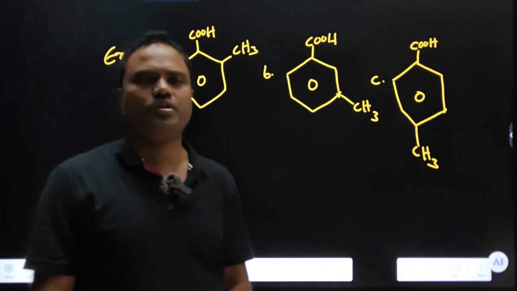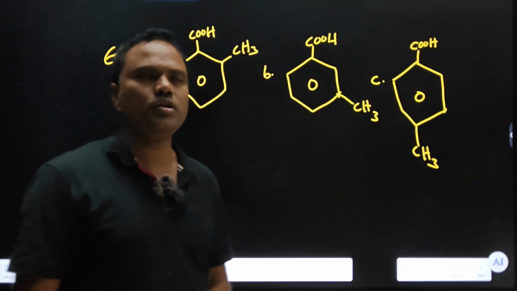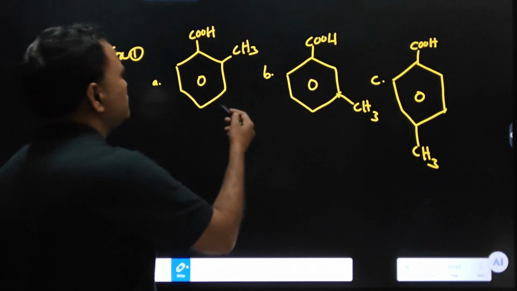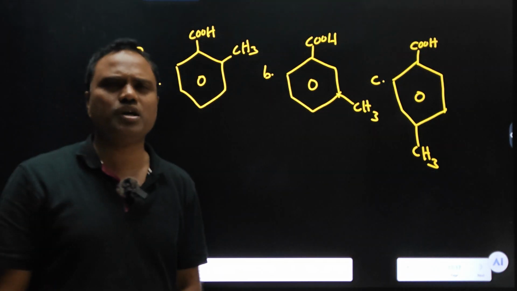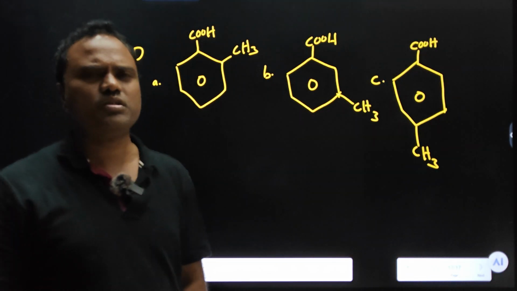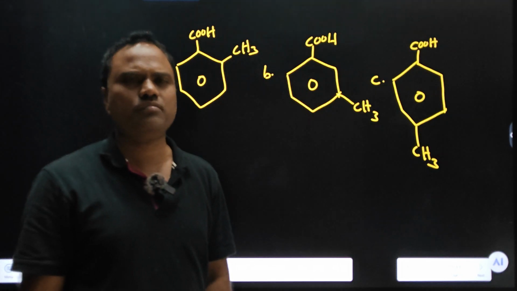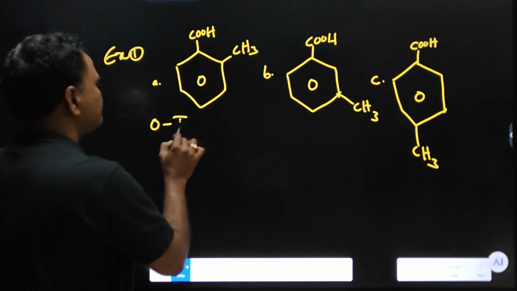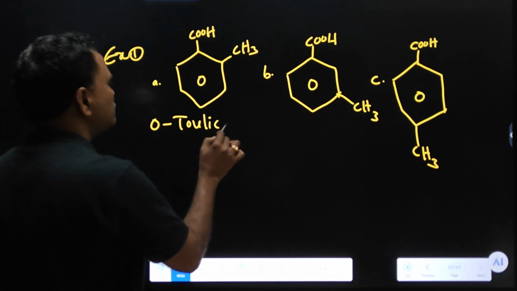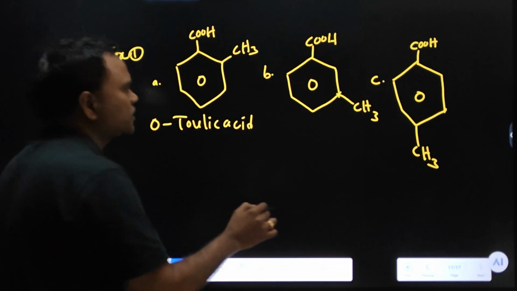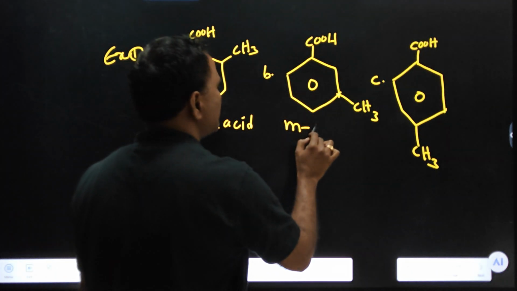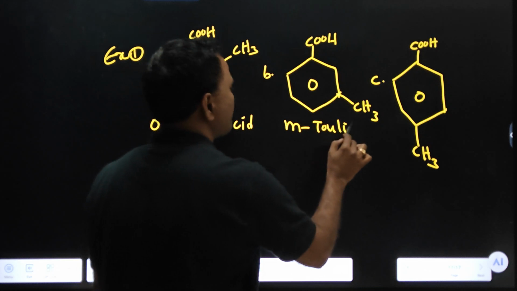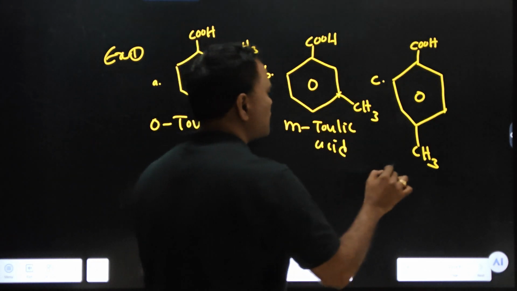Names are very, very important here. Names are most important. I'm giving the name. Generally, this is called orthomethyl benzoic acid. Orthomethyl benzoic acid is easy only, na? Everyone can say. But another common name is there: orthotoluic acid. M stands for metatoluic acid, and parat oluic acid.